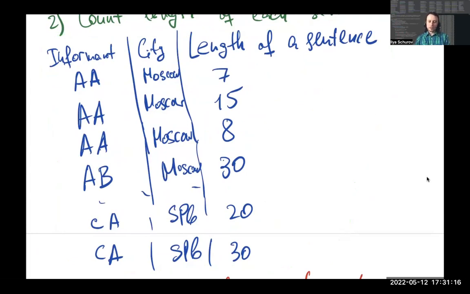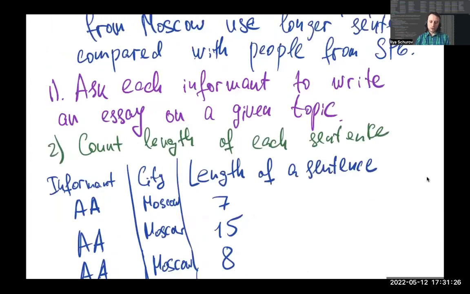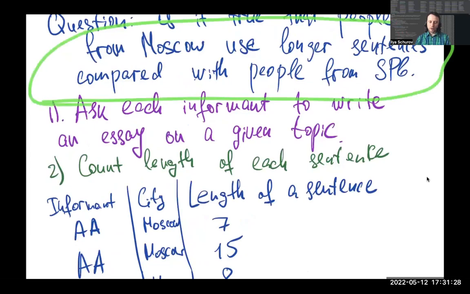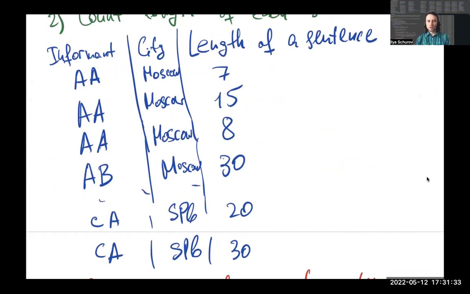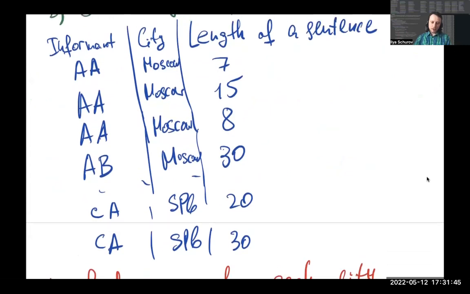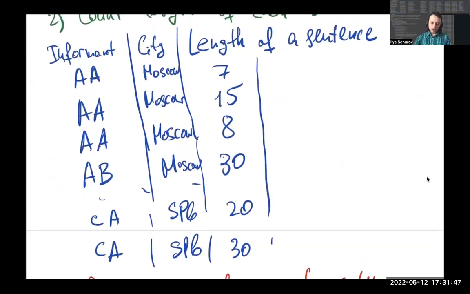Are there any ideas? Now we have several informants in each city. And again, I want to answer the same question like this. How would you do it to overcome the issue that we just discussed? We can calculate the mean for every person and then compare these means. Exactly, yeah.